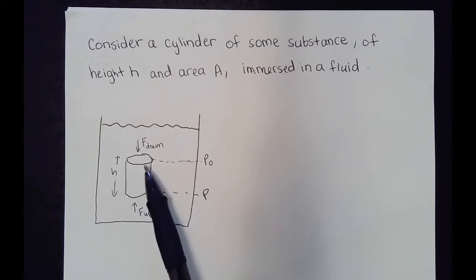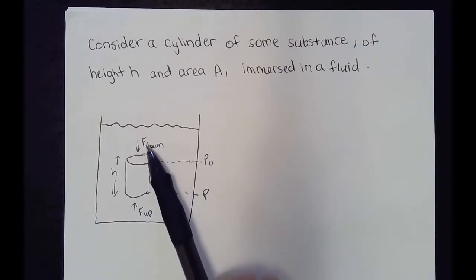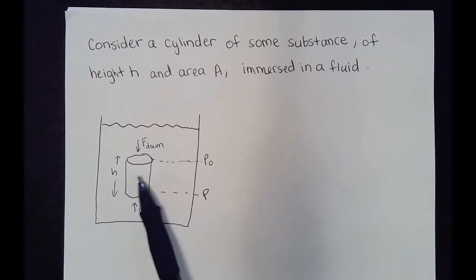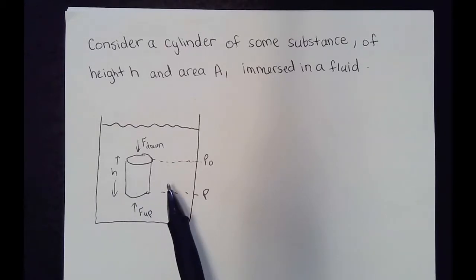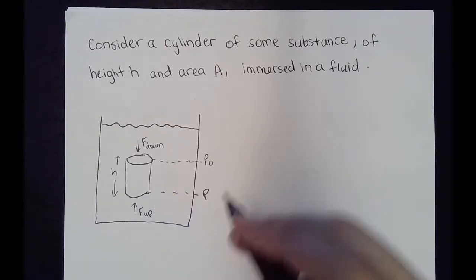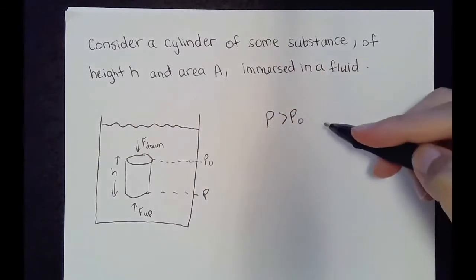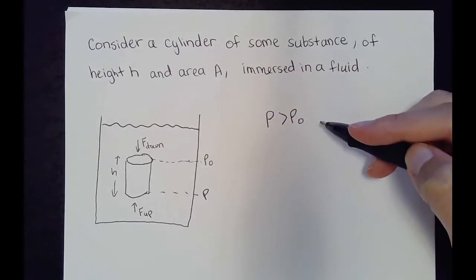Then this cylinder experiences a pressure force downwards on the top of the cylinder and a pressure force upwards on the bottom of the cylinder. Of course, there's pressure forces on the sides, but they would be equal and opposite, and they would cancel. So we know that P is greater than P0 since we looked at how pressure increases with depth.